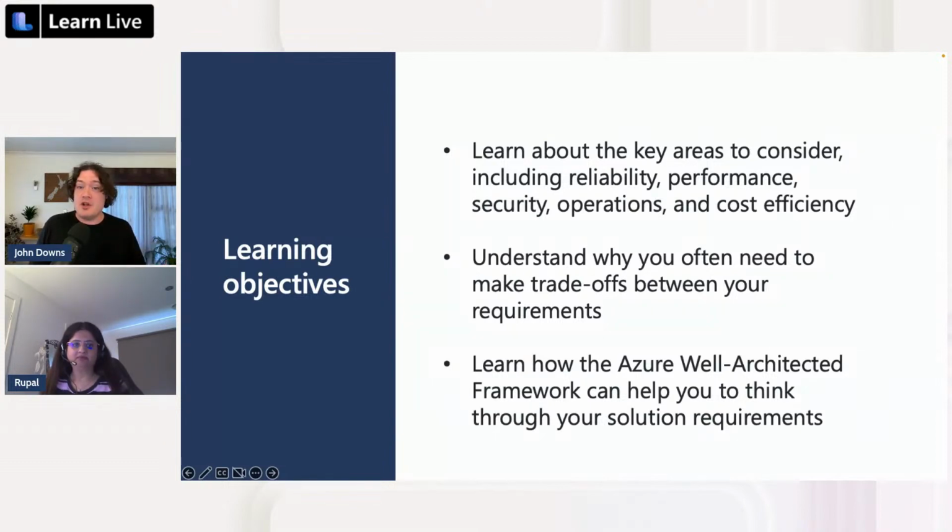So we want to enable you to have informed discussions with other stakeholders throughout your organization, because requirements really are a team responsibility. Both business and technical stakeholders need to be involved in gathering and setting requirements. And after today's session, you'll be able to have those kinds of discussions with your colleagues to ensure that your requirements for your system consider both the business context and the technical context.